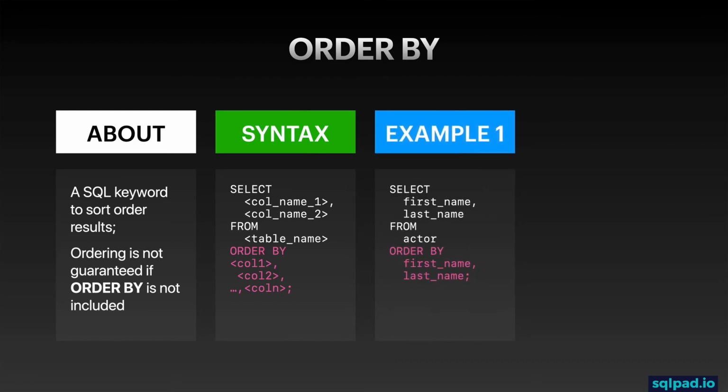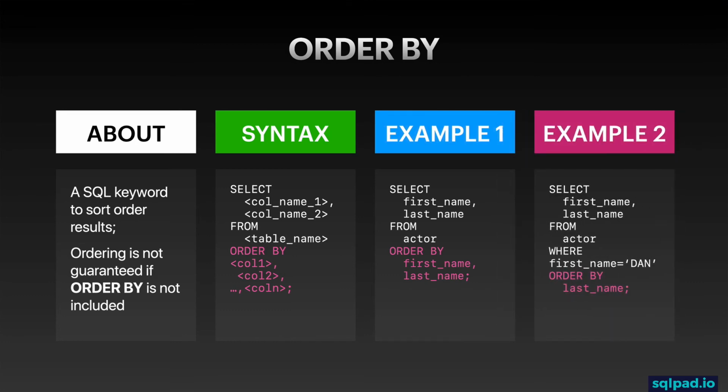And here's a quick example. I wanted to retrieve the first name and last name of all the actors, and I want to order the results based on the first name. And if there are multiple records who share the same first name, then the results will be ordered by the last name.